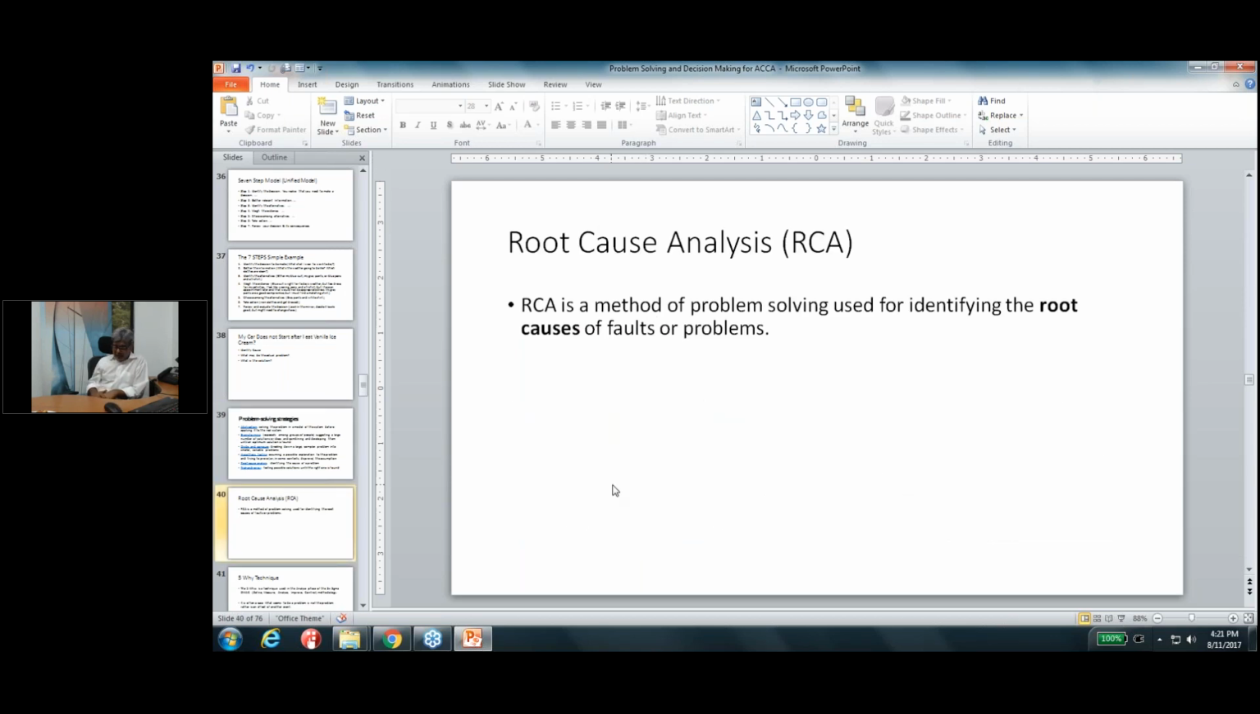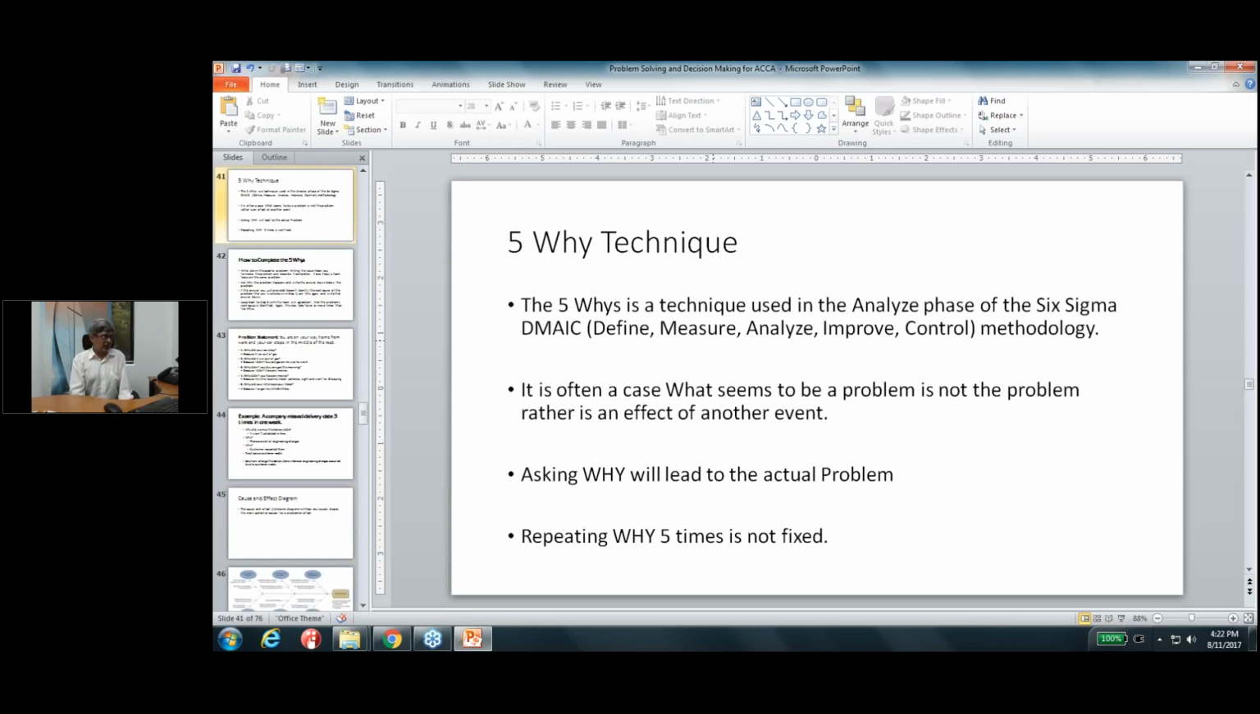Okay, root cause analysis. Let's discuss this. What is root cause analysis? Root cause analysis is a method of problem solving used for identifying the root cause of a fault or a problem. One of the techniques that we will be using is the 5 Why technique, which is one of the elements of the Six Sigma define, measure, analyze, improve, control methodology. Whenever we have a problem, we ask why that problem occurs.